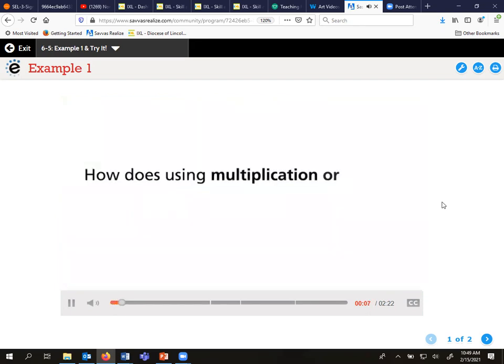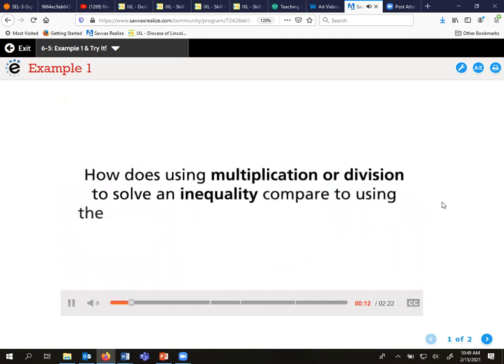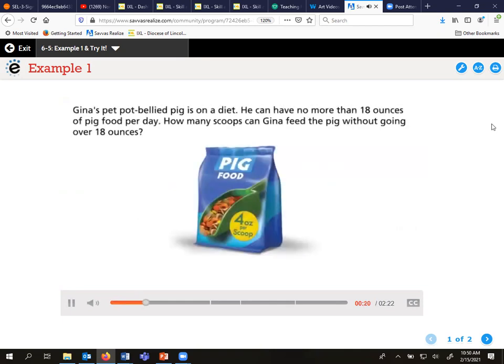How does using multiplication or division to solve an inequality compare to using the same operations to solve an equation? Think about this question during the lesson. Gina's pet pot-bellied pig is on a diet. It can have no more than 18 ounces of pig food per day. The bag's label says that each scoop holds 4 ounces of food. How many scoops can Gina feed the pig without going over 18 ounces?